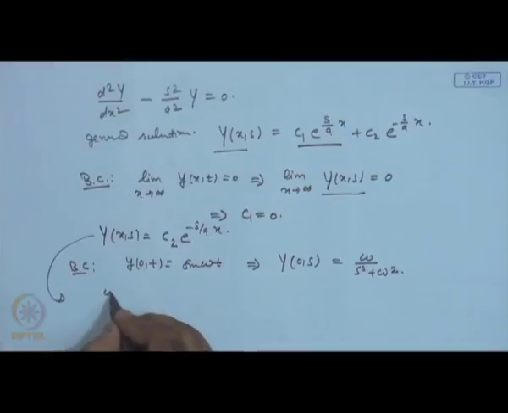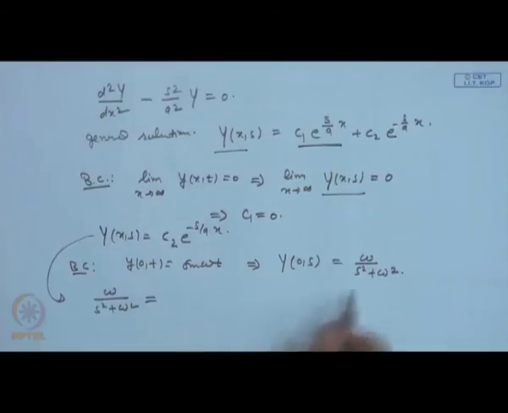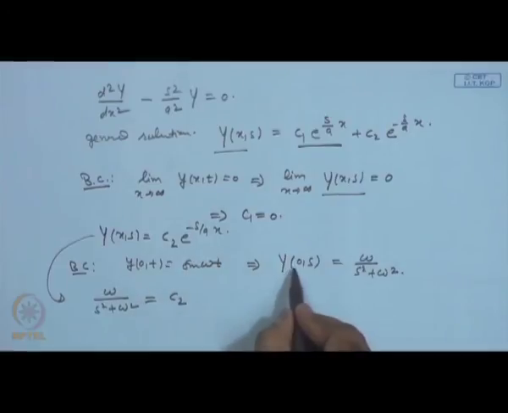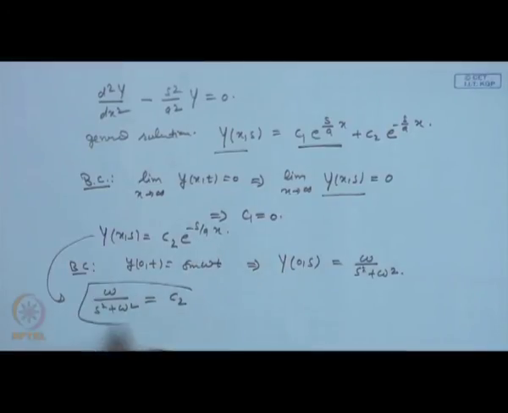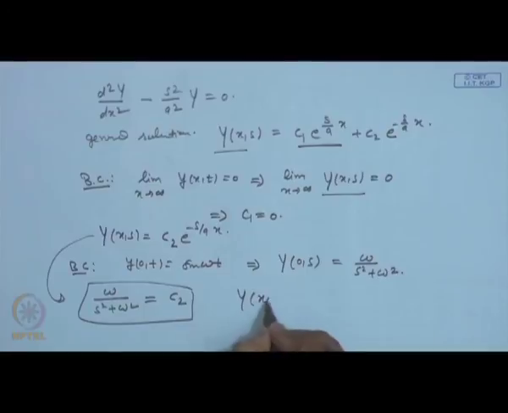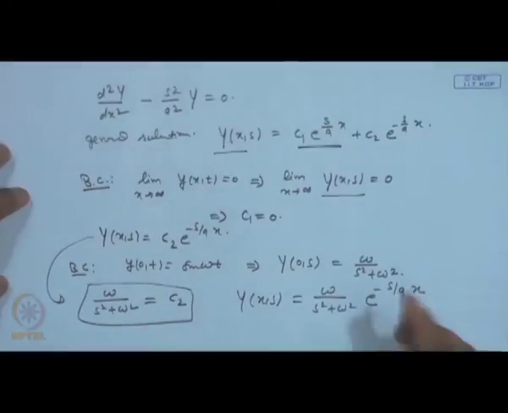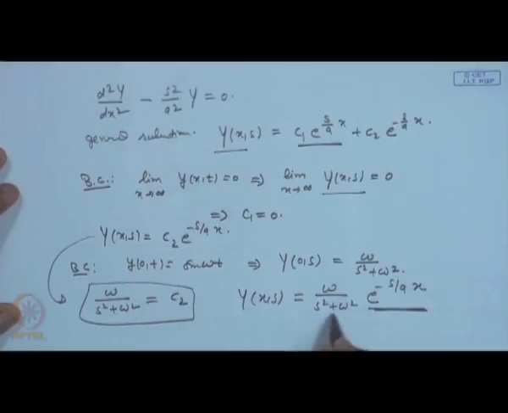So, we will get omega over s square plus omega square is C2, and this x is 0. So, we have just this C2, this constant. So, we get y(x,s) is omega over s square plus omega square e to the minus s over a x, and now we can apply the second shifting theorem to get the inverse.